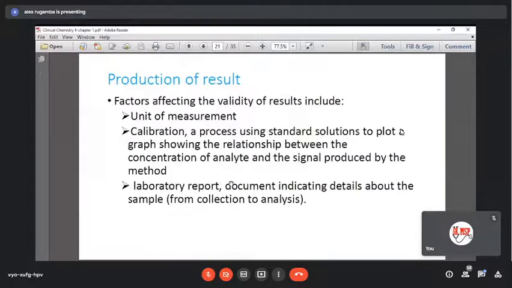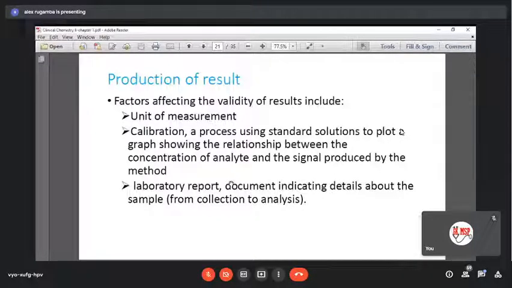So, the production of the results. The factors affecting the validity of results include the unit of measurement, calibration, and the laboratory report. Last time I told you about the pre-analytical error, analytical error, and the post-analytical error. So these are also factors that affect the validity of the results.